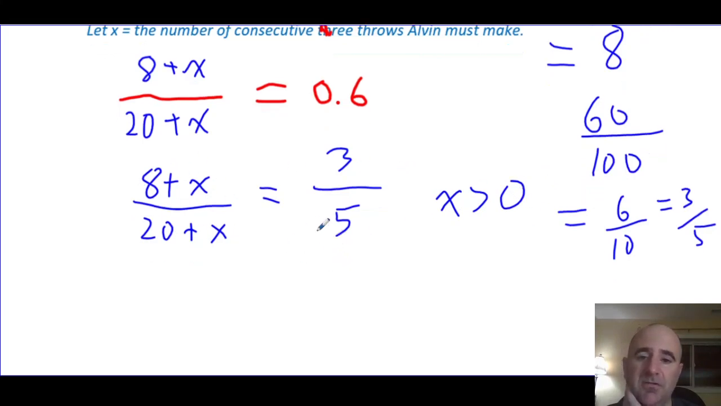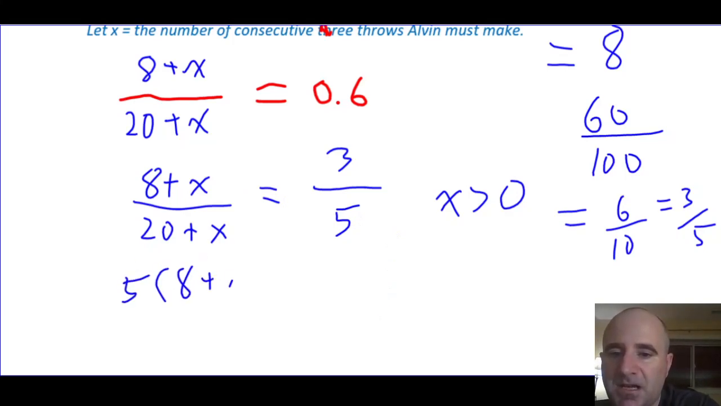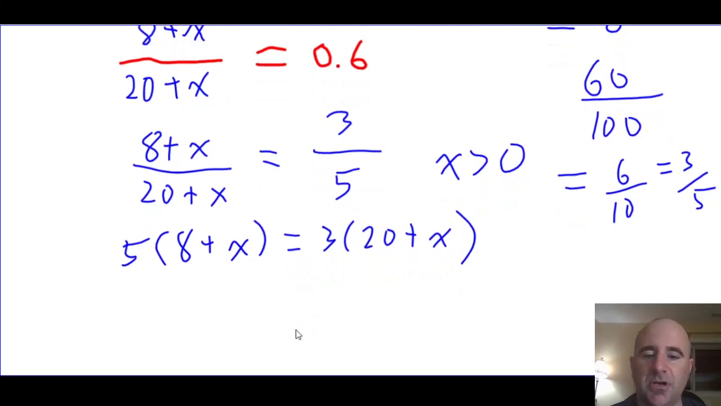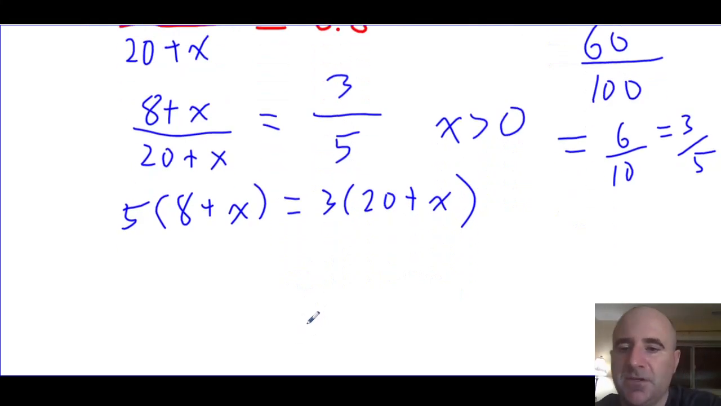And if you want, you can bring the 3/5 over, find the common denominator, or like I said before, you're welcome to cross multiply, which I'll do in this example. So 5 times (8 plus x) equals 3 times (20 plus x). And in this case, we actually just have a linear equation. It's not even quadratic. So let's finish it off here.